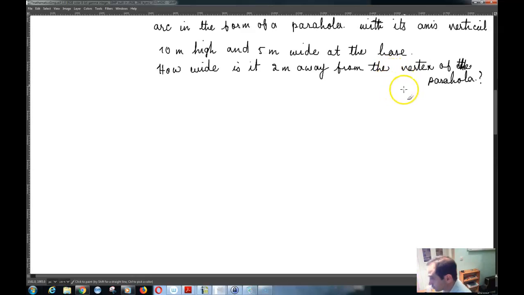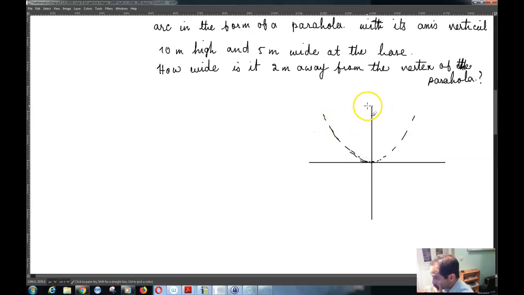Okay, so I can imagine that this arc is in the form of a parabola with the axis vertical. So if the axis is vertical, I can imagine that this is the arc, or something like this. The arc is in the form of a parabola with its axis vertical, something like this, and 10 meters high and 5 meters wide at the base.